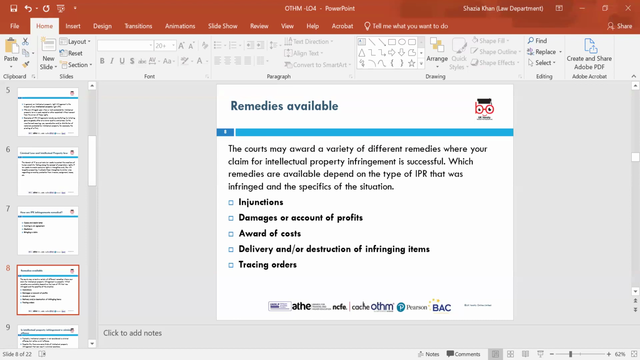The next one is delivery and/or destruction of infringing items. While there's no automatic entitlement to the delivery up or destruction of infringing items or materials and items used to make infringing items, the courts may make such an order when infringement is shown. This relief is typically granted by the courts in addition to an injunction. Where an order for the delivery of such items is made, this means that the infringing party needs to deliver to the IPR owner all infringing items, and where deemed necessary, the items used to make the infringing items.